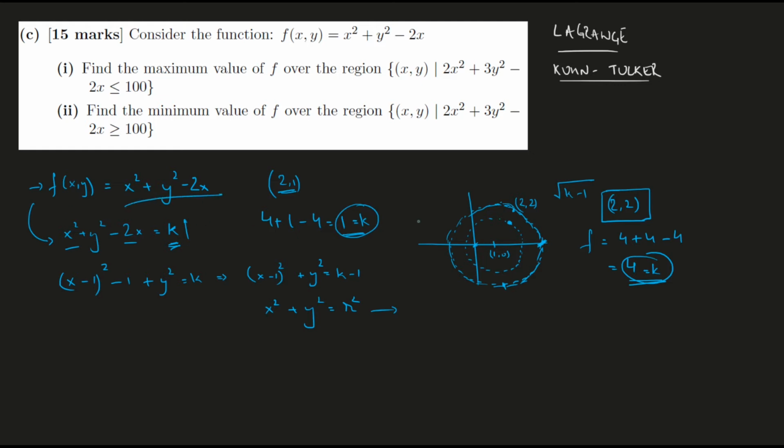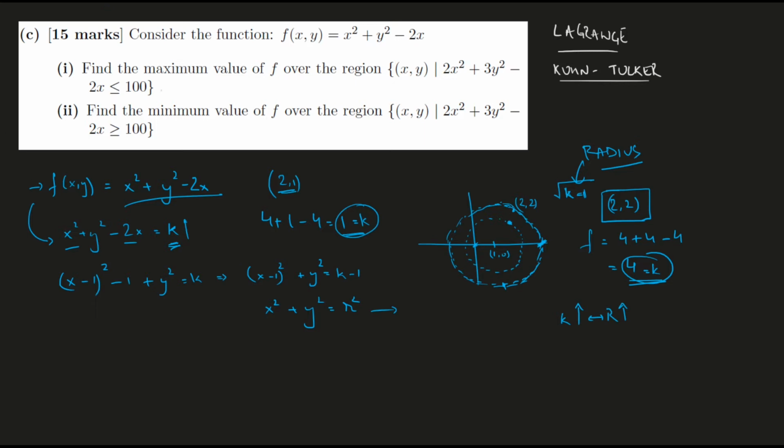So the radius of the circle, this radius, is in fact a measure of the value of the objective function. Sure, it's been modified a little bit. We subtract 1 from it and then take the square root of it. But if k increases, the radius increases as well, or vice versa. So this is all about our objective function.